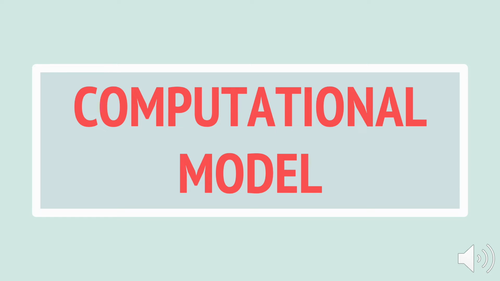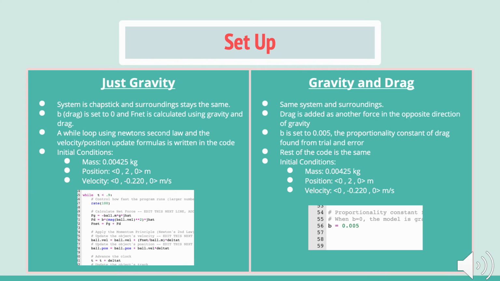Now let's look at our computational models. We have two different computational models. The first one, the only force is going to be gravity. Here the system and surroundings are the same as the experimental, and drag is set to be 0, and F net is calculated using gravity and drag. A while loop using Newton's second law and the velocity and position update formulas is written in the code. The initial conditions stay the same.